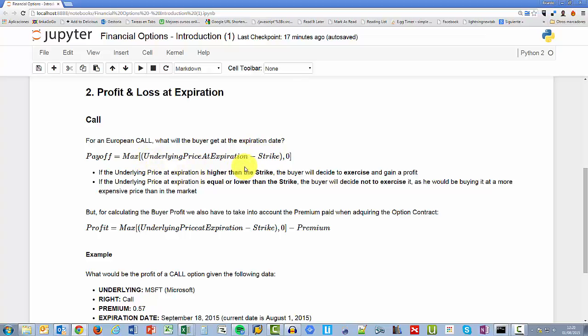So if the buyer, immediately after exercising this option contract, sells this stock or this underlying in the market, he will make a profit. While if the underlying price at expiration is lower than the strike, it wouldn't make sense for the buyer to exercise it, because he can buy this stock cheaper in the market.